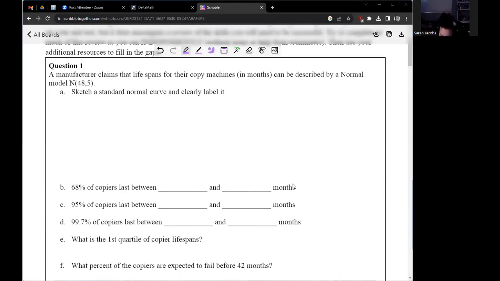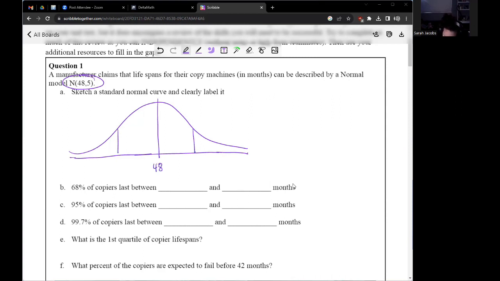The manufacturer claims that lifespans for their copy machines in months can be described by a normal model. Sketch a standard normal curve and label it. So here's a standard normal curve. When it says label it, if we have our mean and standard deviation, then the mean goes in the middle. So that's 48. And then one standard deviation away should be based on this 5.